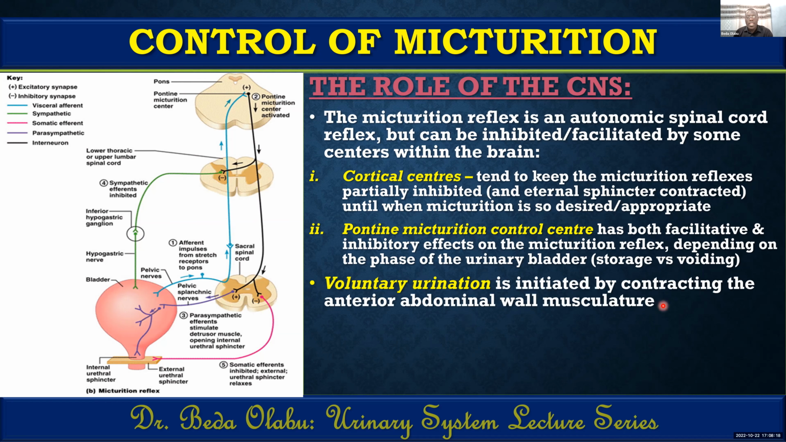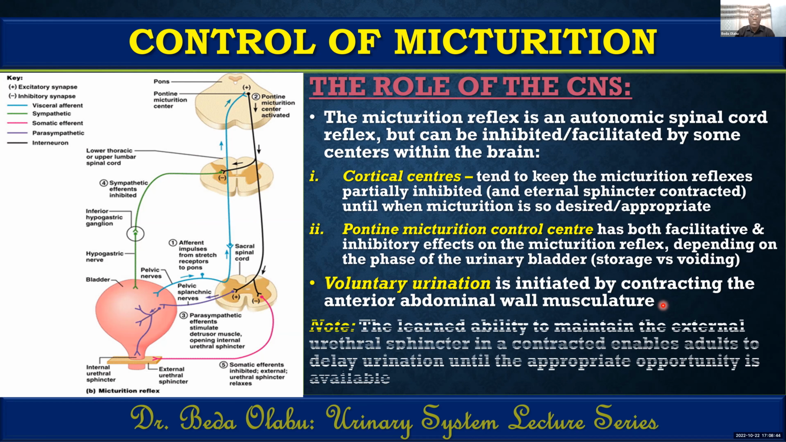We are also aware that we can voluntarily void urine. Voluntary urination is usually initiated by contracting the musculature of the anterior abdominal wall. So you just intentionally contract, especially the muscle of the anterior abdominal wall, to apply some external pressure on the urinary bladder that will then activate the stretch receptors within the wall of the urinary bladder.